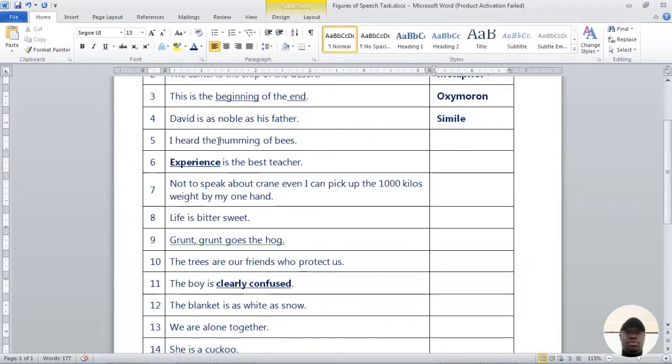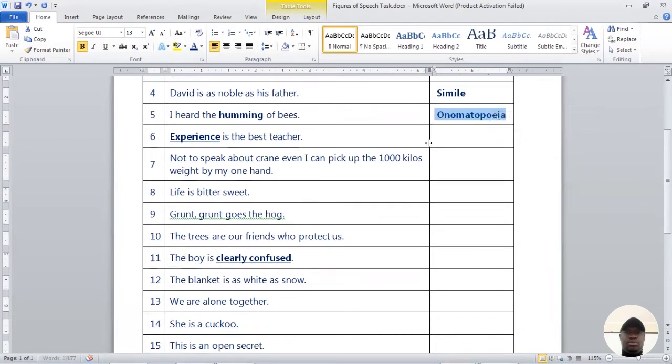I heard the humming of bees. Onomatopoeia. Okay, move to the next one. That's very correct. Once we get to 10, I will not give you clues anymore. Personification, yes, because you made the experience look like a human being. That's very correct. Move to number 7.